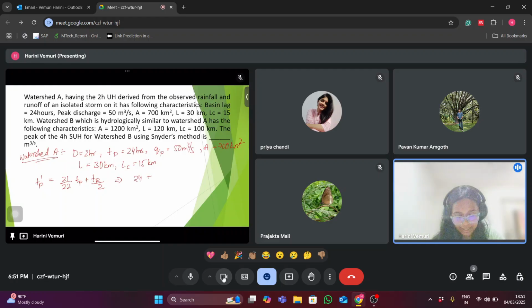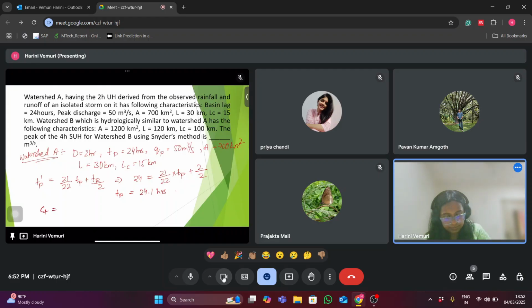So here Tp dash is 24 into Tp plus, we know the time of excess rainfall is given as 2 hours. Okay. So once you calculate this, Tp is obtained as 24.1 hours. So using the new Tp, we will calculate the Ct.